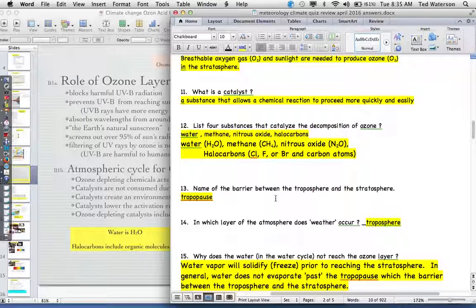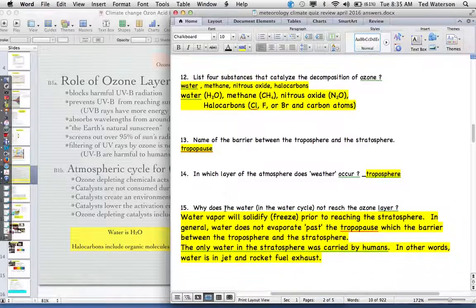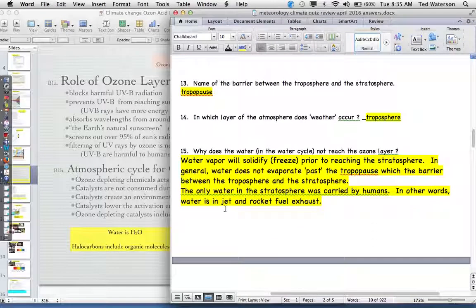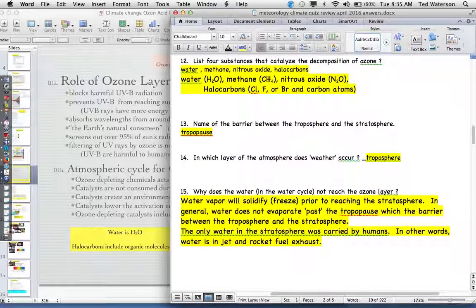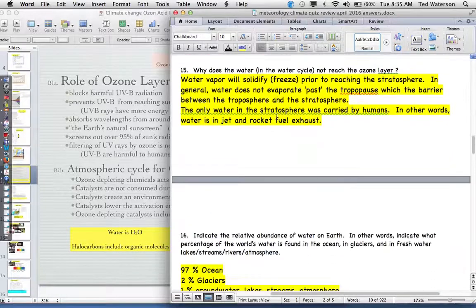What is the barrier between troposphere and stratosphere? It's called the tropopause. Once you get above the tropopause, that's where you start to get into the ozone layer, the layer where O3 exists. Once again, water doesn't naturally get into the ozone layer. So the water that's there catalyzing the ozone depletion is from jet fuel, rocket fuel. The other catalysts can naturally get up there. Methane can float up there. Nitrogen oxides can float up there. And even some of these halocarbons can float up there as well.